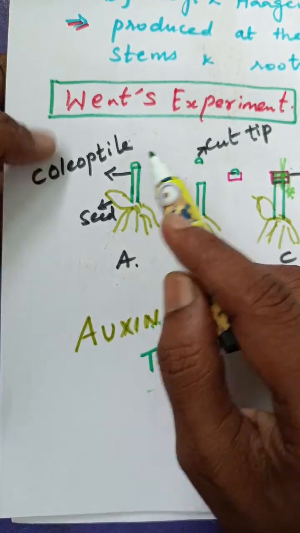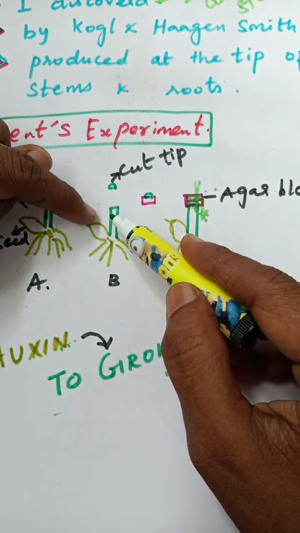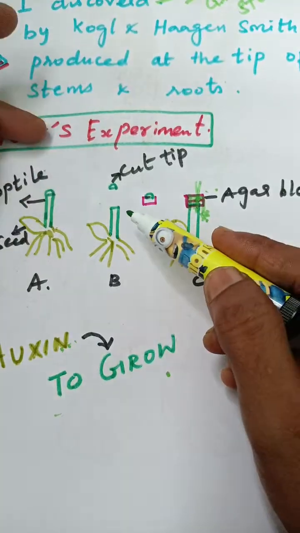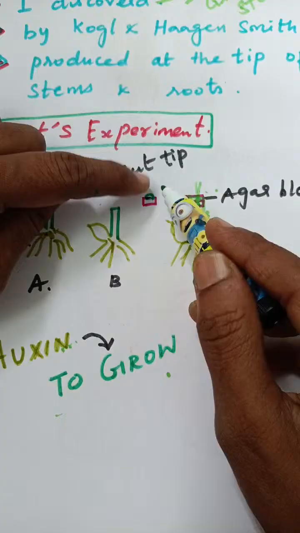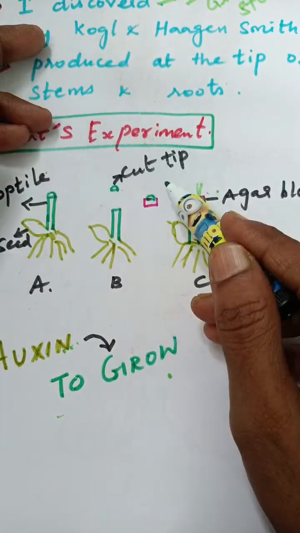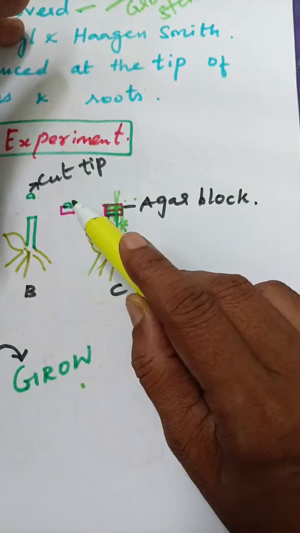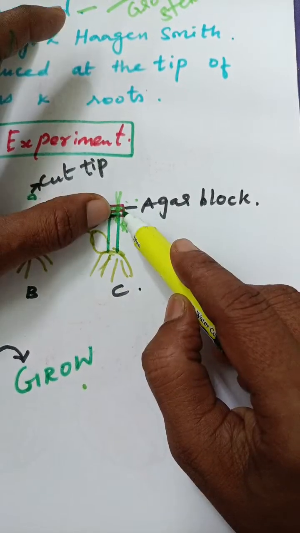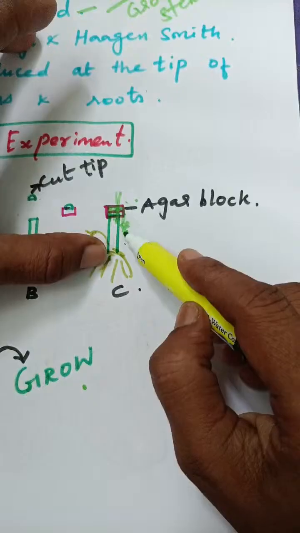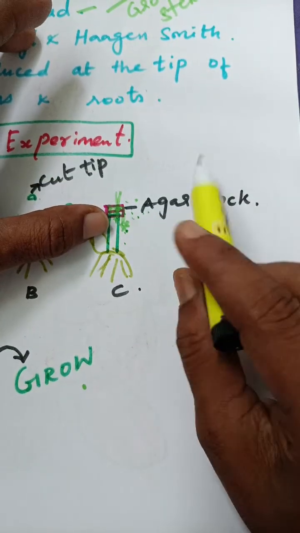So what happened? He cut the tip and checked whether any growth is there. No, there is no growth. Again he placed the cut tip on the agar block. Is it growing? No, there is no growth. And what else did he do? He removed the tip again and placed the agar block alone on the remaining coleoptile, and checked whether any growth is there. And there was growth.